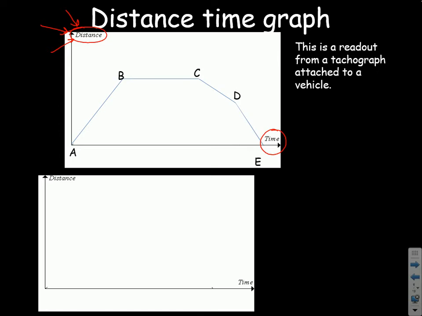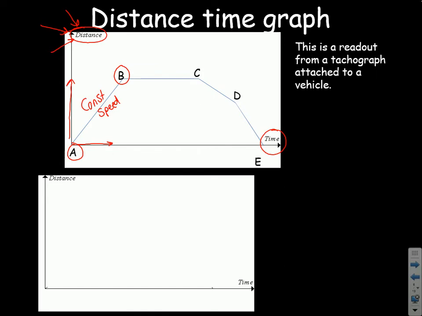So having a look at this one then, we can see to start off with, from point A to point B, we can see that as time goes by, the object's distance is increasing. And we can see it is a straight line, so therefore it is linear. And we can clearly see from that that the object is moving away from a point, but more importantly it is moving at a constant speed.